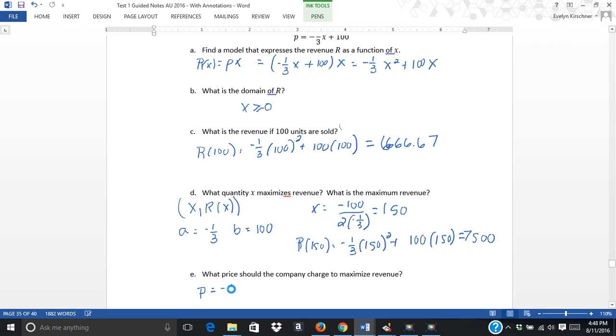And so if I want to know what price to charge, remember I had my price function. Price was negative 1/3 X plus 100. So I want to know what price I have to charge. I want to plug in my 150. So my price should be negative 1/3 times 150 plus 100, which equals 50.